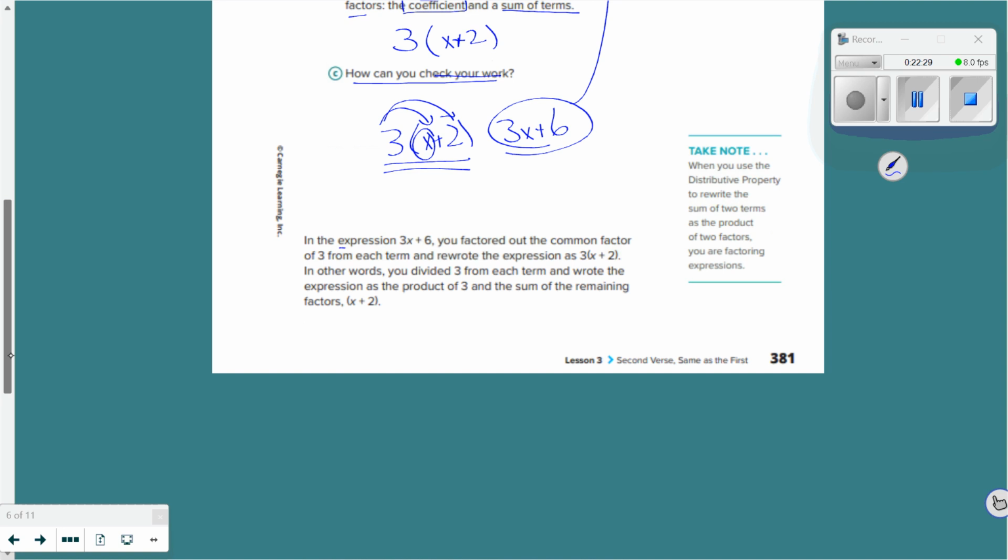So in the expression 3x plus 6, I factored out the common factor of 3 from each term, and we wrote the expression as 3 times the quantity x plus 2. In other words, I divided 3 from each term and wrote the expression as a product of 3 and the sum of the remaining factors, x plus 2. That's the distributive property. I'm just pulling that common piece out. So technically, you had the answer the whole time. They gave you the answer on the page. As you read the bottom of the page, the answer was right there.